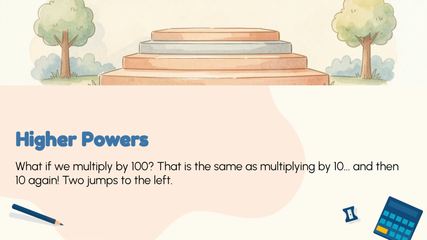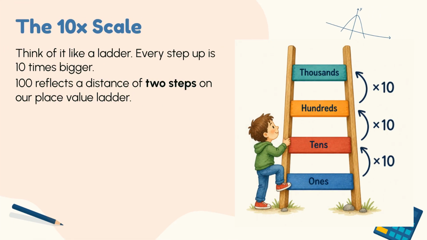What if we multiply by higher powers, like 100? Multiplying by 100 is the same as multiplying by 10, and then by 10 again. This means 2 jumps to the left. Think of the 10x scale like a ladder. Every step up is 10 times bigger. Multiplying by 100 reflects a distance of 2 steps on our place value ladder.